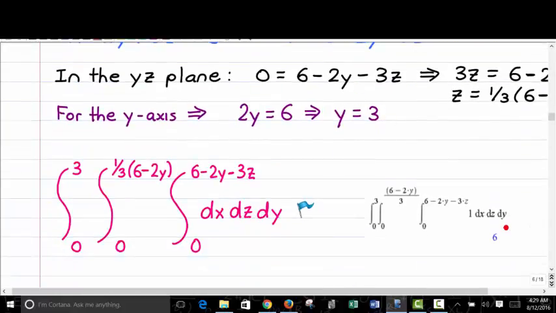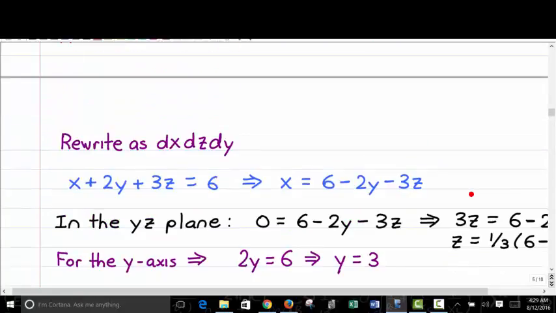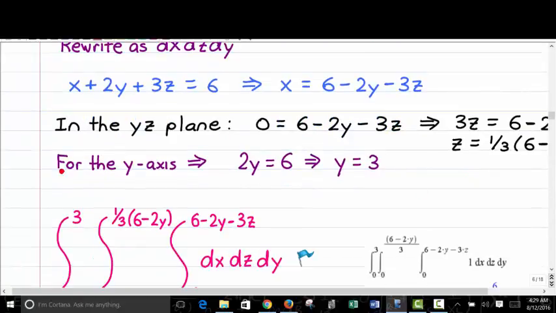Oh, and I chose another order. You see it came out to be 6, but same idea. So if you went dx, dz, dy, you're starting with that same plane equation. You would solve for x in terms of the other two if it's on the inside. So there's 6 minus 2y minus 3z.